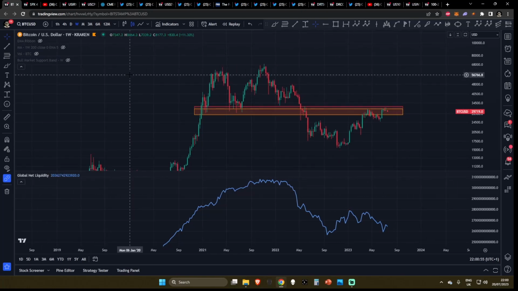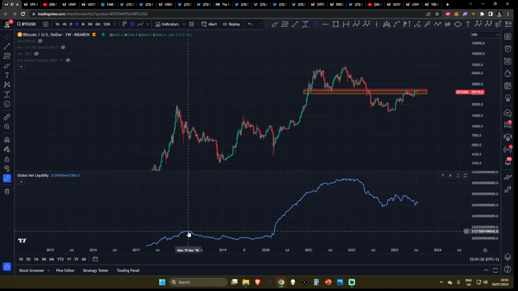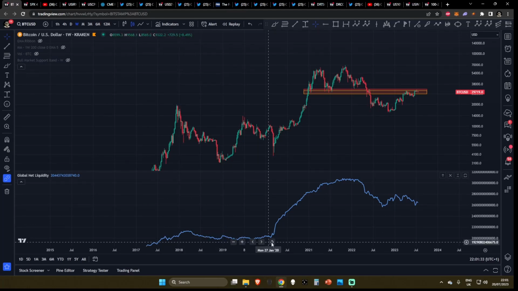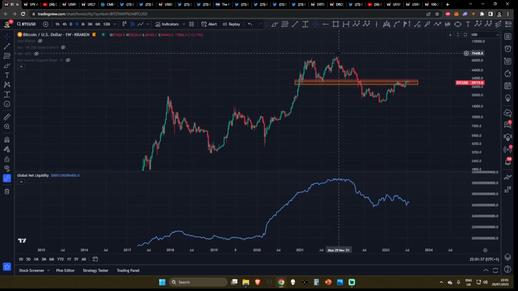I know most people who watch my videos are more interested in the cryptocurrency markets than the stock market. I will just leave you with this one chart zoomed out to show you the effects of global net liquidity on Bitcoin. As you can clearly see, when global net liquidity comes down, this is very bearish for Bitcoin. When global net liquidity comes up, this is very bullish for Bitcoin.